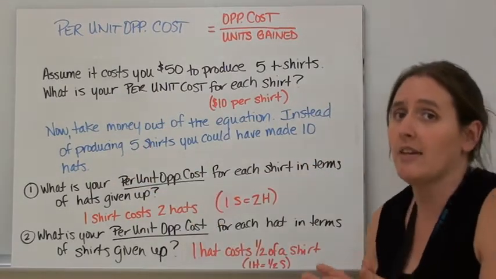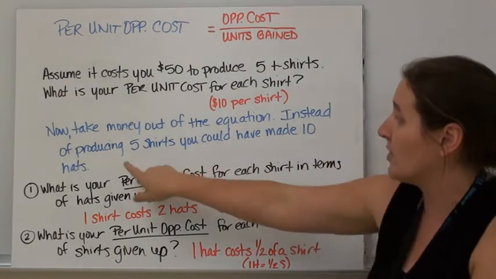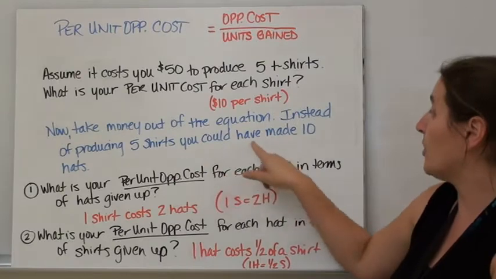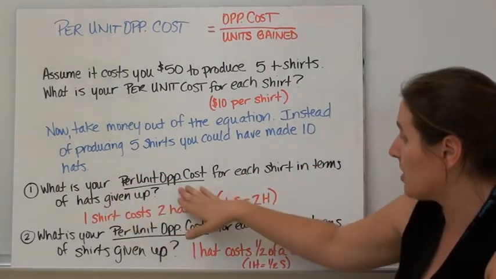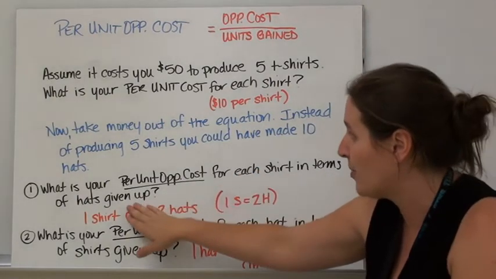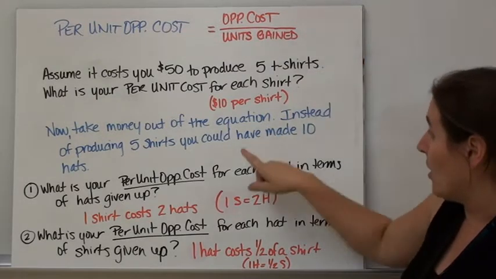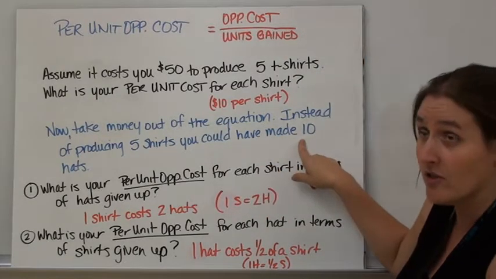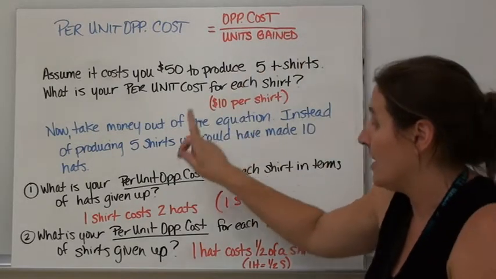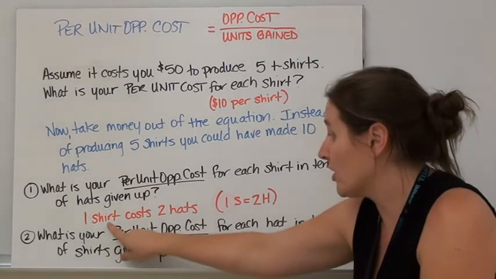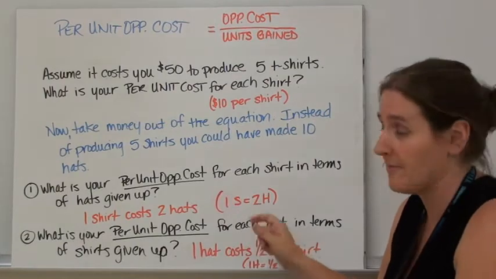So now let's take money out of the equation and look at other things. Instead of producing 5 shirts, you could have made 10 hats. So now what's our cost? What's your per unit opportunity cost for each shirt in terms of hats given up? Okay, we made 5 shirts, so that's the units gained. We gave up 10 hats in order to do that, so that's the opportunity cost. 10 divided by 5 equals 2. 1 shirt costs 2 hats. Okay? 1 shirt equals 2 hats.